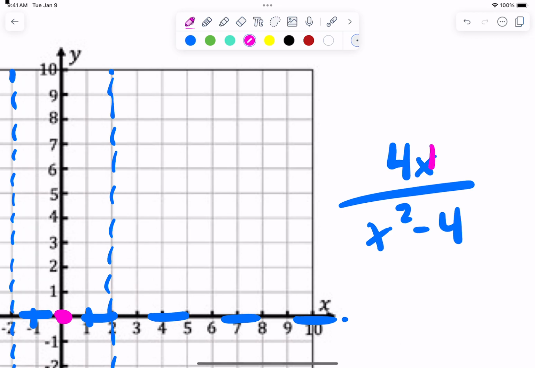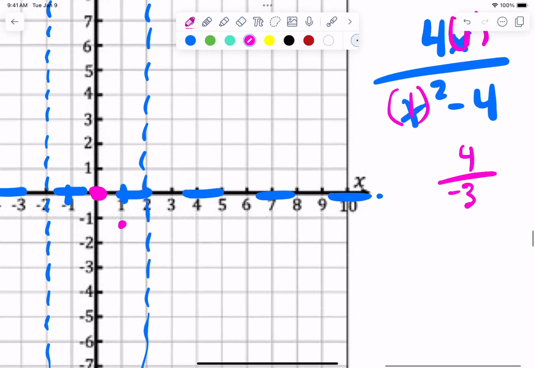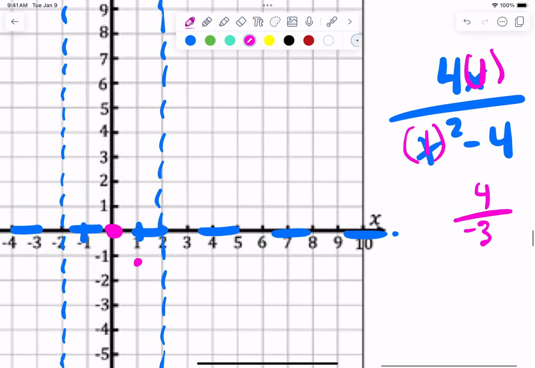So 4 over 1 minus 4, so this would be 4 over -3. That is -1 and 1/3 when I plug in positive 1. So he's going to be at -1 and 1/3. It's just going to be like a little tiny guy. He's going to look like an x cubed in the middle. Kind of. That's just what he looks like.